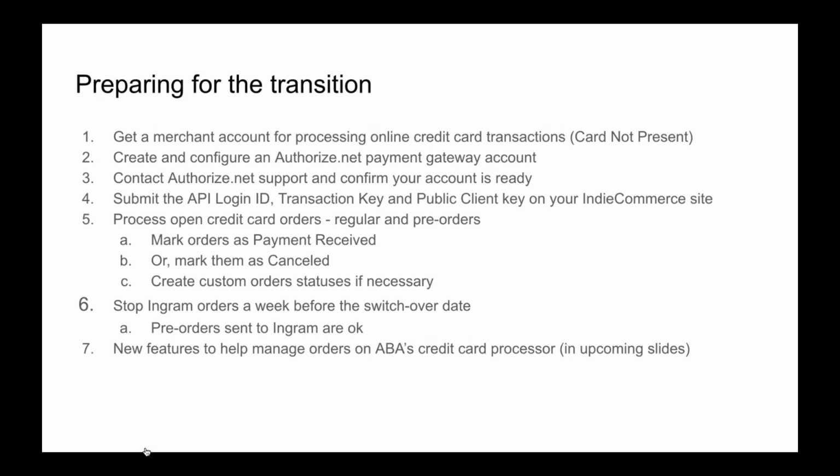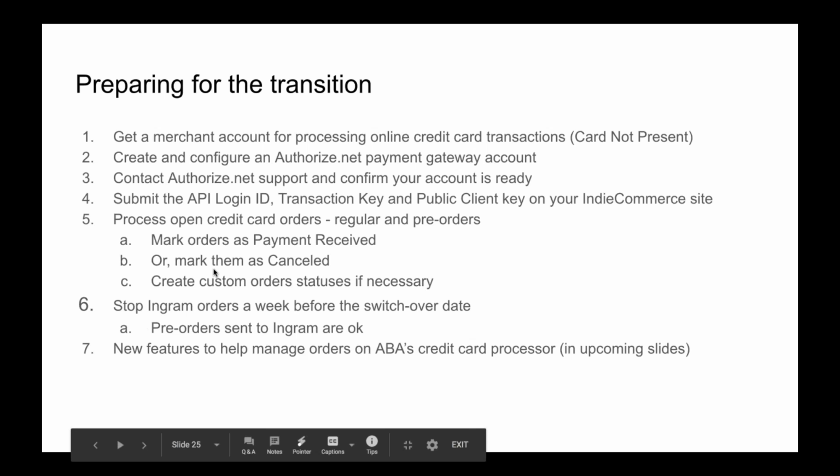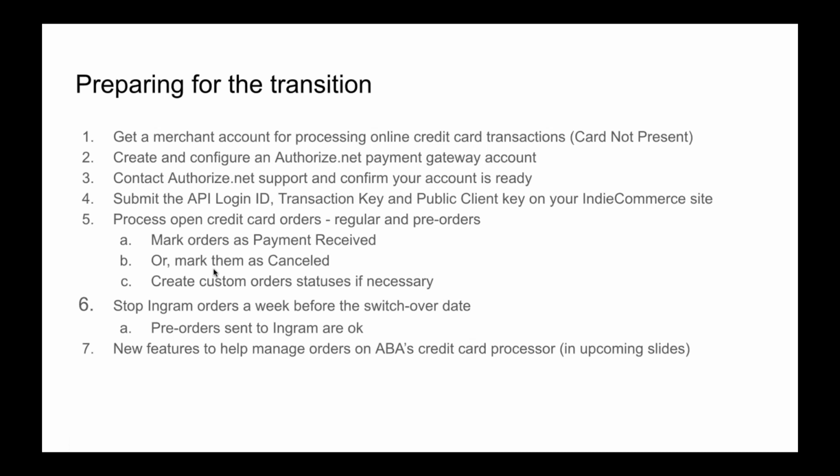Once it's done, you submit the API login ID, transaction key, and the public client key to your IndieCommerce site. Next, try to process all the open orders. The faster you can do that, the sooner we can get you moved to your own credit card processor and authorize.net account. This applies for both regular orders and pre-orders. Mark as many orders as possible to payment received. If these are very old orders and the authorization has expired, and you're just going to cancel them, then just mark them as canceled. We do have a help document about how to edit an order to mark it as canceled. And if it helps you, you can create custom order statuses.